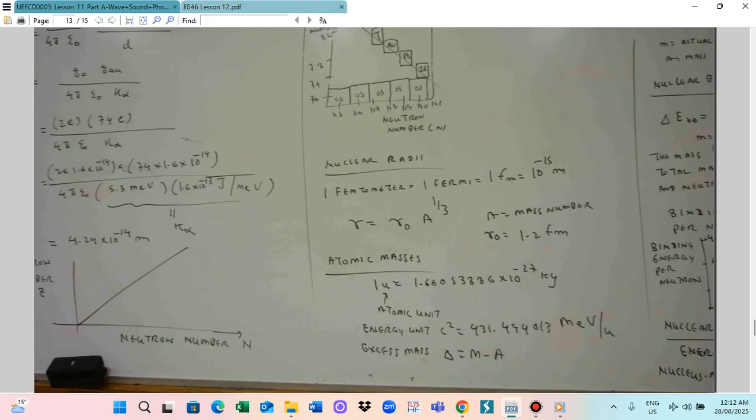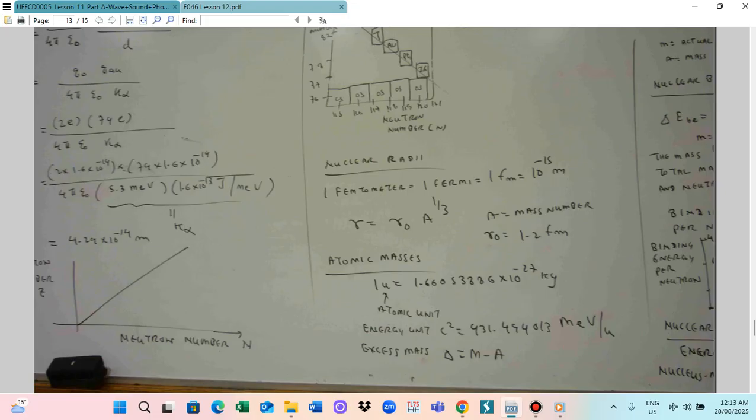Another one is atomic mass. So atomic mass can also be calculated. The atomic mass unit is 1.60 times 10 power minus 27 kilogram. So this is the atomic unit. Energy can also be calculated. C square is equal to 931.494 mega electron volt per unit. So this is the energy produced by each atomic unit. The C square is equal to 931 megavolt per unit.